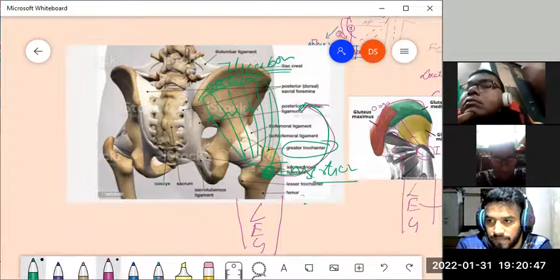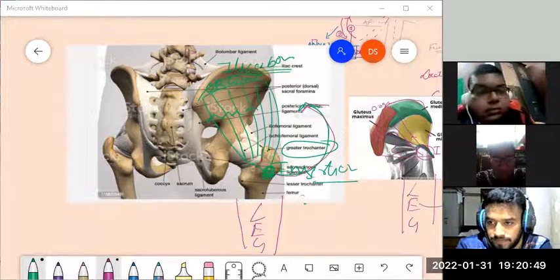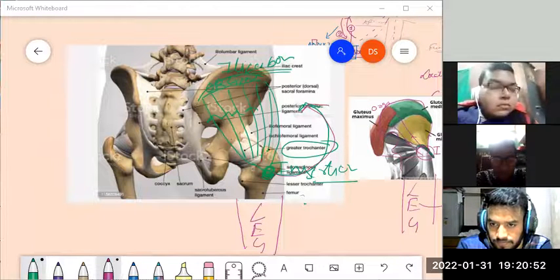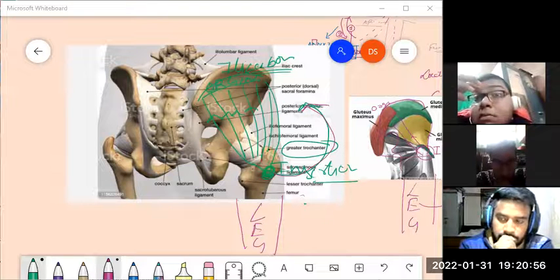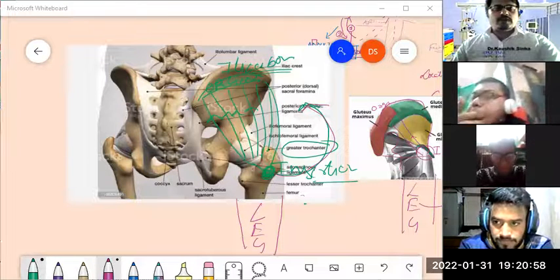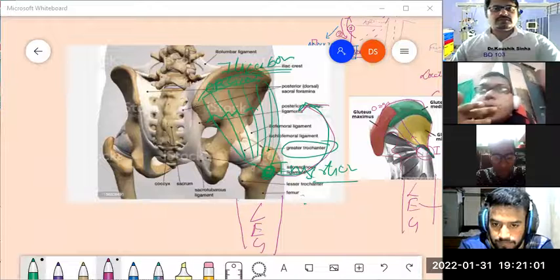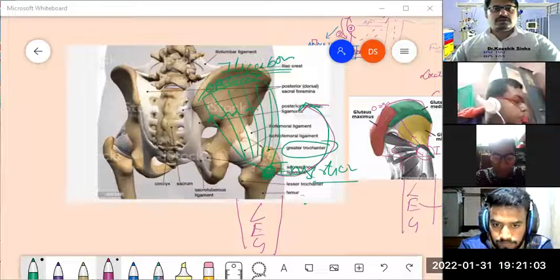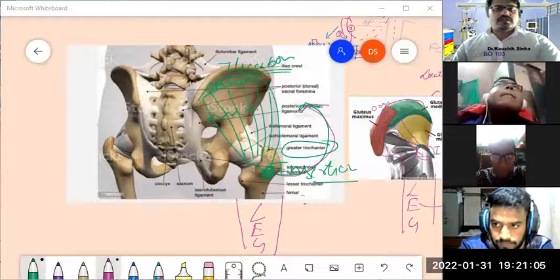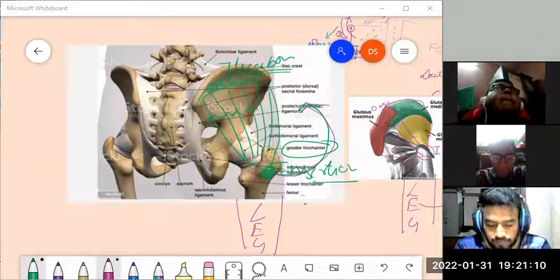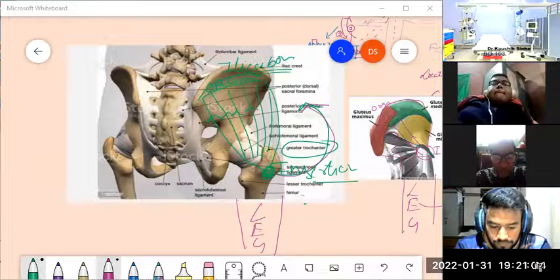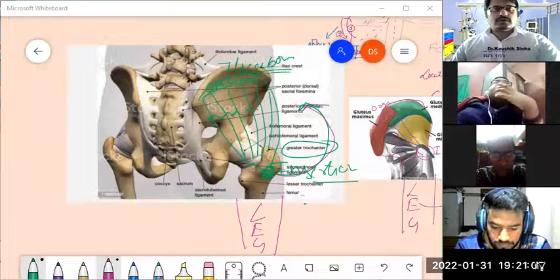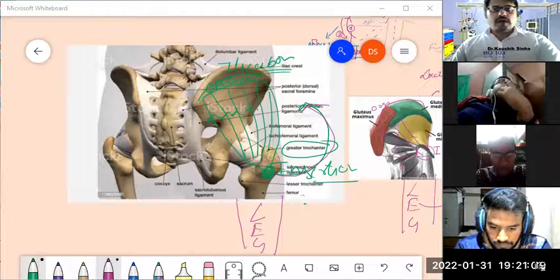So adducted. Adducted. So what is the concept of adduction? Is it movement towards the midline or movement away from the midline? Movement towards the midline. In the concept of adduction, do we have the movement away from the midline or towards the midline? That is what I'm asking. So adduction is a concept in which the movement is towards the midline. Are you getting my question?